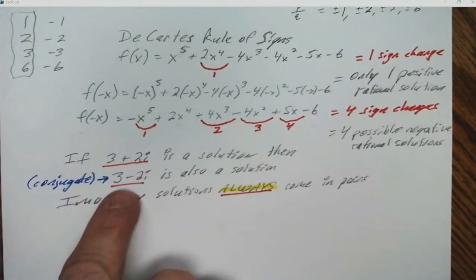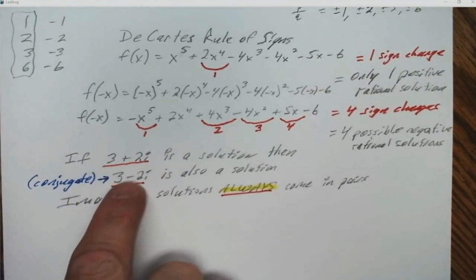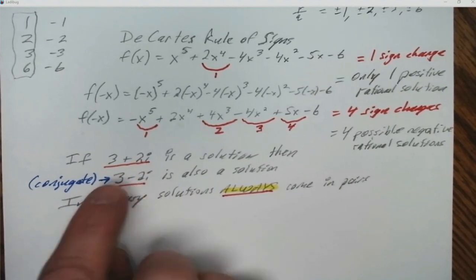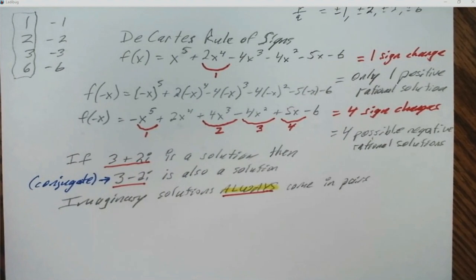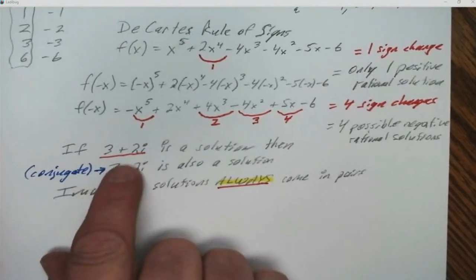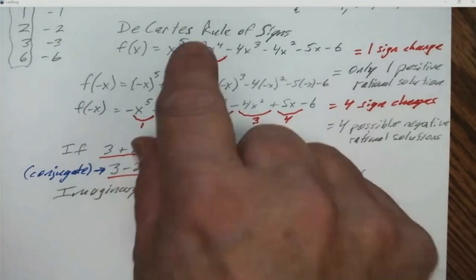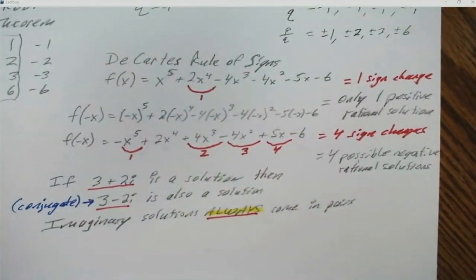The conjugate is the exact same numbers. You just changed the sign. 3 plus 2i and 3 minus 2i are conjugates of each other. So if we find out that there's an imaginary solution, there's going to be two. So Descartes' rule of signs won't tell us if there's any imaginary solutions. It'll just tell us how many possible solutions there are.